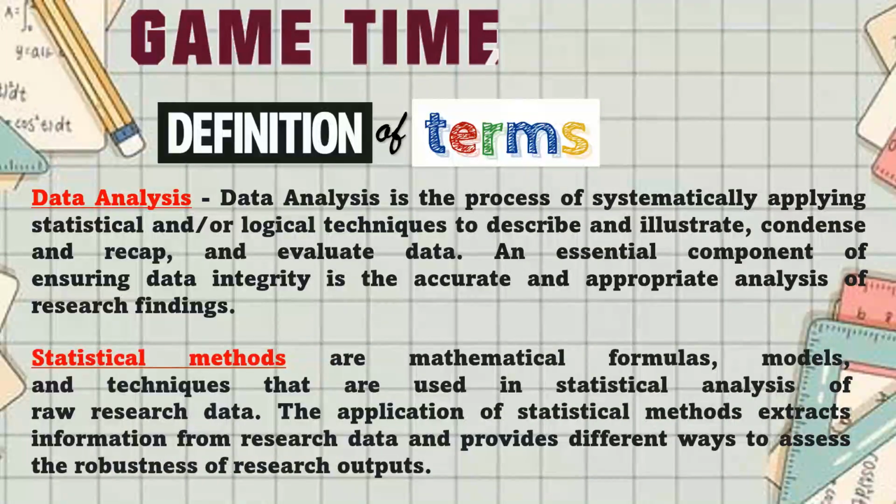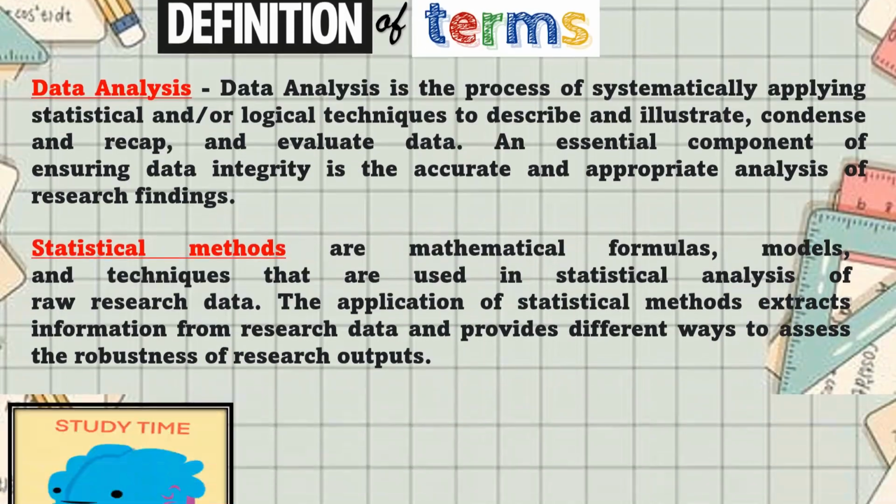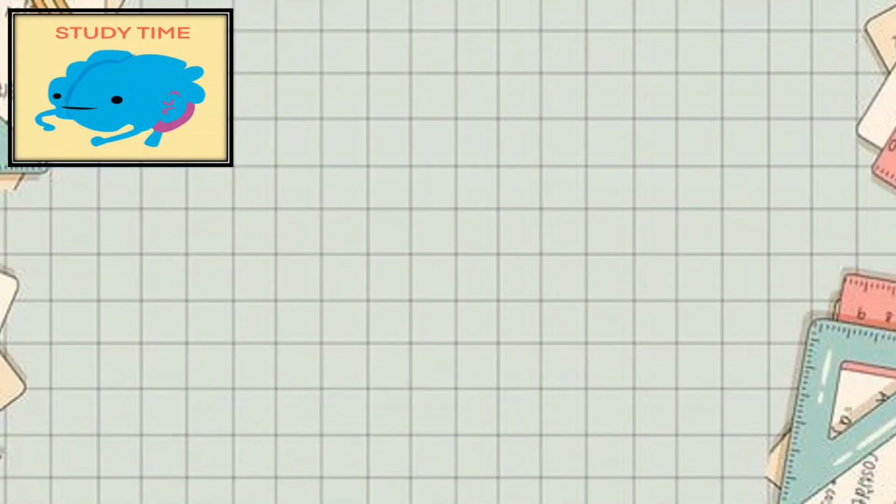Next, we have the statistical methods. Statistical methods are mathematical formulas, models, and techniques that are used in statistical analysis of raw research data. The application of statistical methods extracts information from research data and provides different ways to assess the robustness of research outputs. Remember, in using these measures of position such as quartiles, deciles, and percentiles, and even the mean to describe data, knowing how to interpret them will be very beneficial.